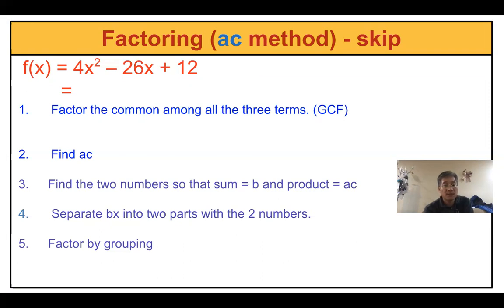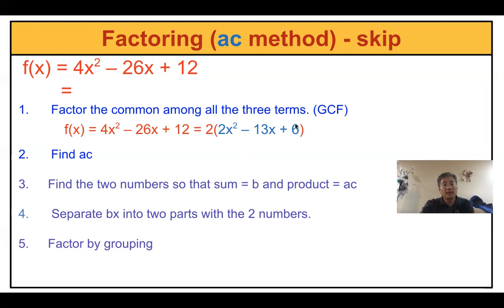Yeah, they are all even numbers. And what is common? 2, right? So first step, if there is a common factor among all three terms, you should factor it out. That we call GCF, greatest common factor. So 2 is common for all the terms. We factor it out. Then 2 times, in the parentheses, you divide everything by 2, right? So 2x squared minus 13x plus 6.